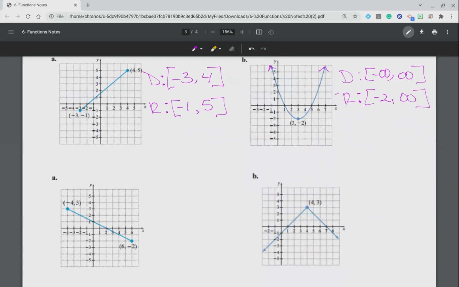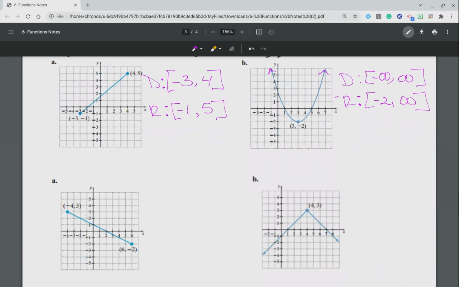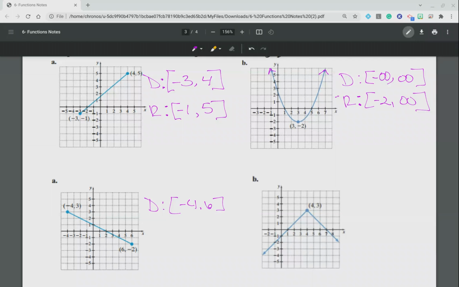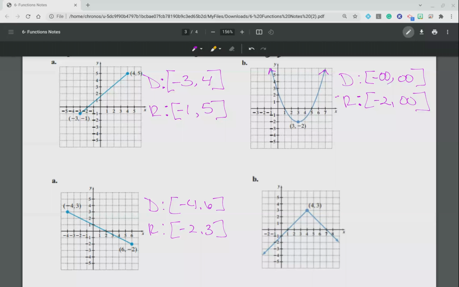Okay, so using the first letter A as an example, go ahead and find the domain of this function. Your domain should have been -4 to -6, the lowest x value to the highest x value. All right, now do the same thing for the range. All right, your range should be -2 to 3. Again, lowest y value to the highest y value.